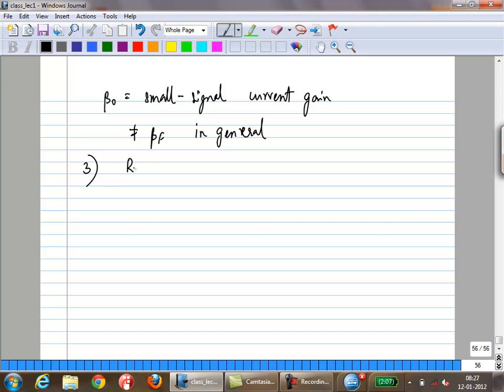Now, what is the input resistance? Let's call it R pi. It is nothing but 1 over dou IB over dou VBE at the quiescent point. You can show that this is nothing but beta naught over GM. Do you know all of this? All of you must have studied this, right, in the previous course.